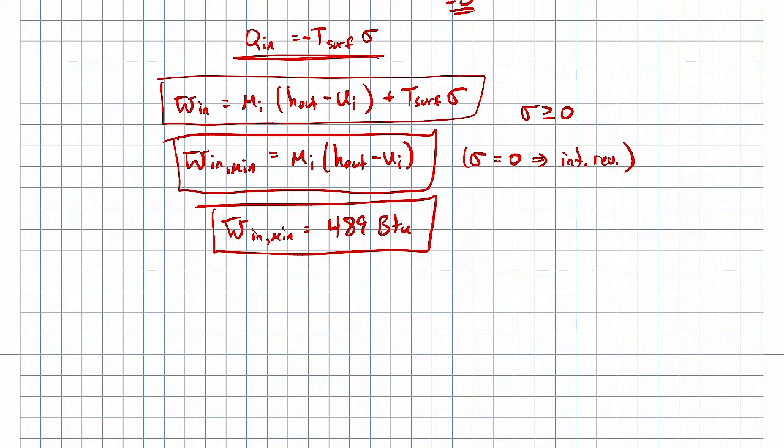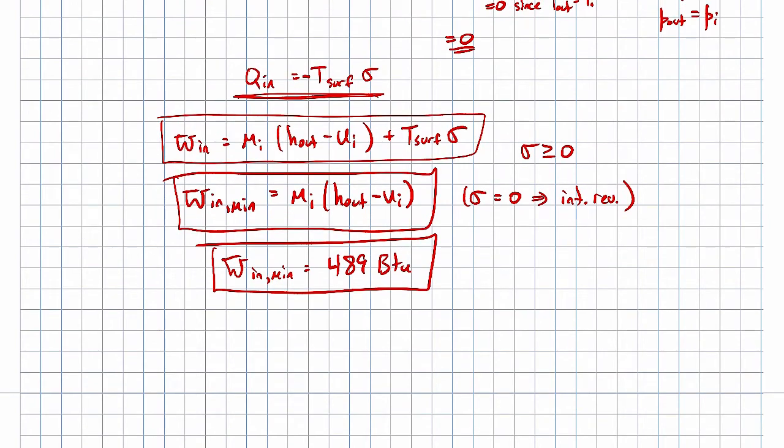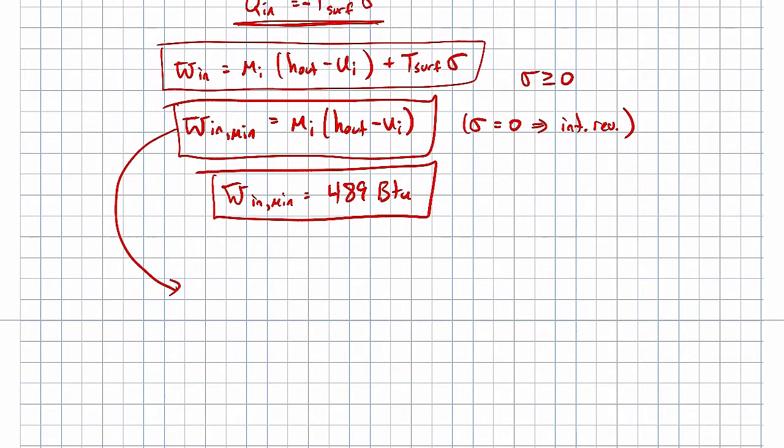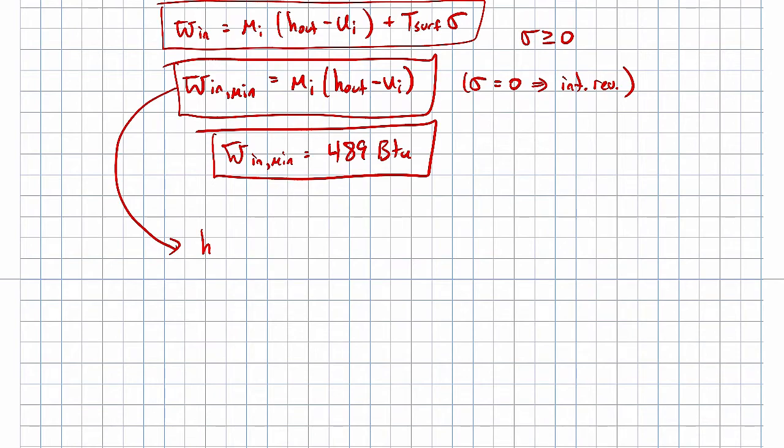All right, so there's one last thing that I'll do on this problem. It turns out we can work this problem a little differently. For example, if we wanted, rather than use the tables to look up the values for h out and u initial, I could make use of the definition of the specific enthalpy. Remember, the specific enthalpy is the specific internal energy plus pressure times the specific volume, right? And I'll do it specifically for the outlet conditions.